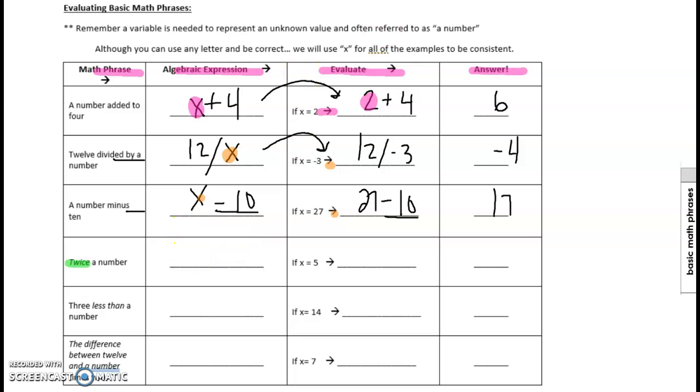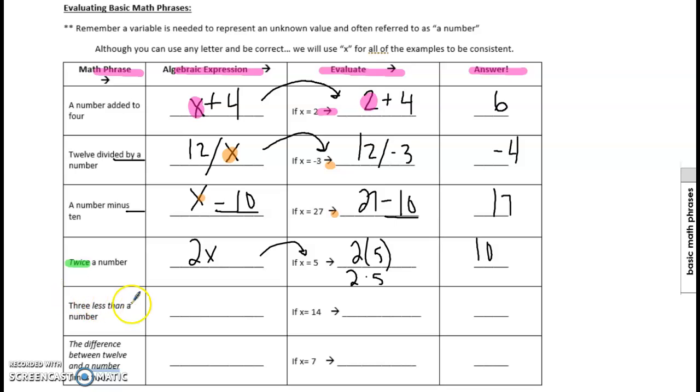Oh, looks a little wild. Let me get my pen. 2x. Then again, evaluating it. 2x is 2 times x, 2 times 5. Now again, you can use parentheses to show it. You could also show it with a dot. Just try to stay away from that x when you're showing multiplication. Following through with the multiplying, 2 times 5 is 10.